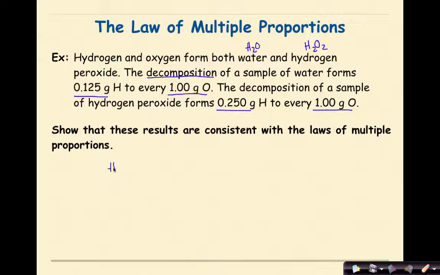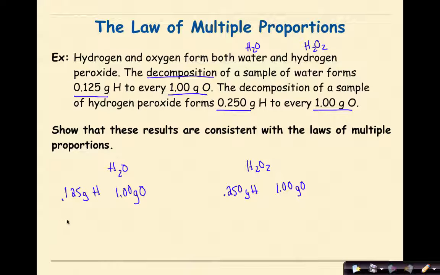We have water, and in water we have 0.125 grams of hydrogen to every 1 gram of oxygen. And then for hydrogen peroxide, H2O2, we're going to have 0.250 grams of hydrogen to every 1 gram of oxygen. So what they want to see is that we know that each of these is going to differ by an oxygen. And because they're differing by an oxygen, we want to see the relationship between these two.